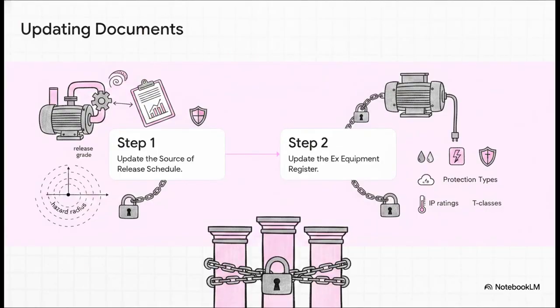Well, to keep everything in sync, first we have to update the source of release schedule. That means adding the new pump's tag number, the fluid data, the release grade, and calculating the exact hazard radius that justifies that new circle on the drawing.